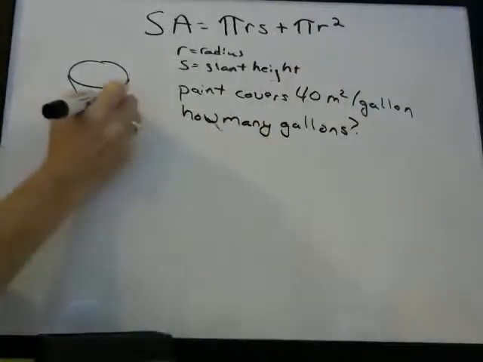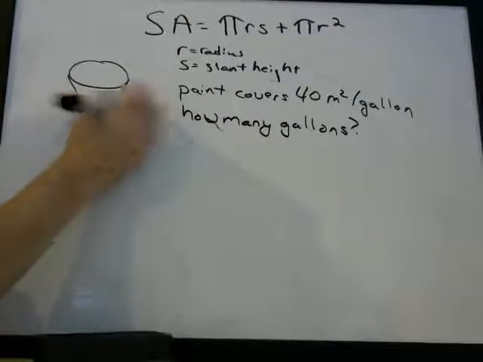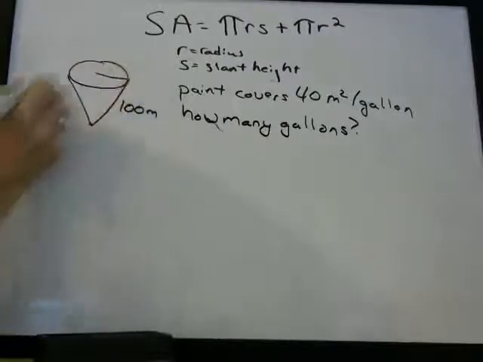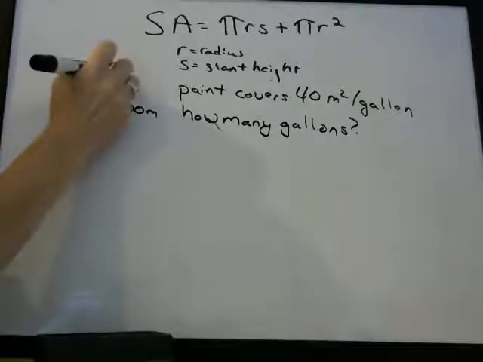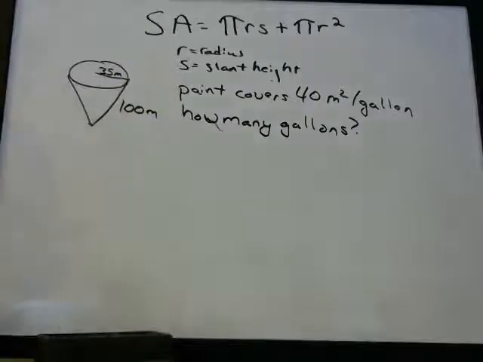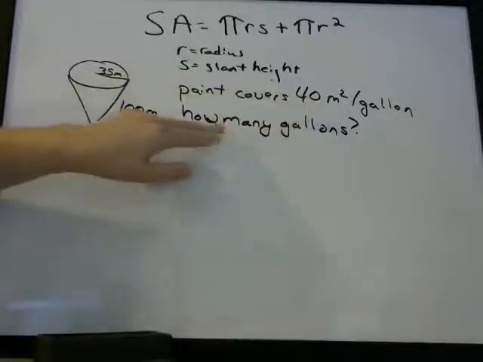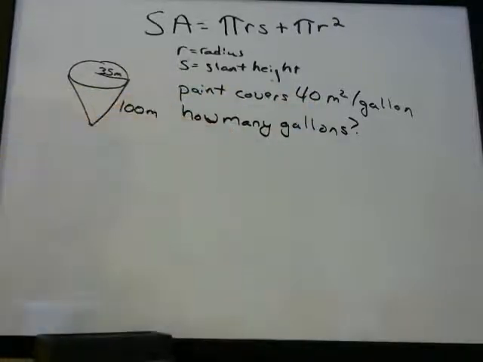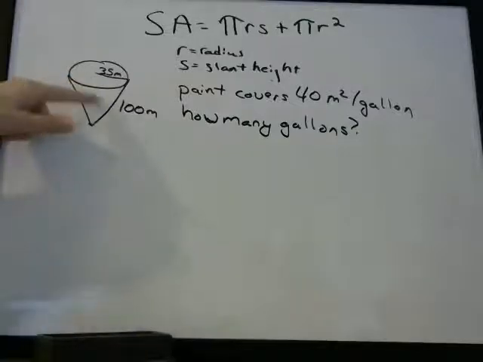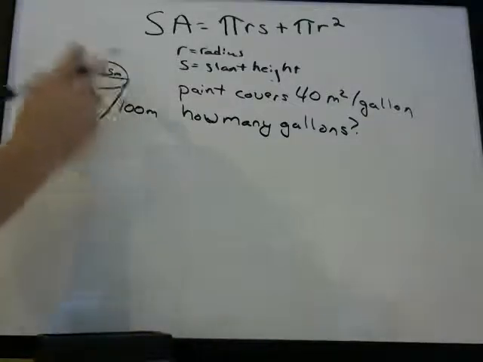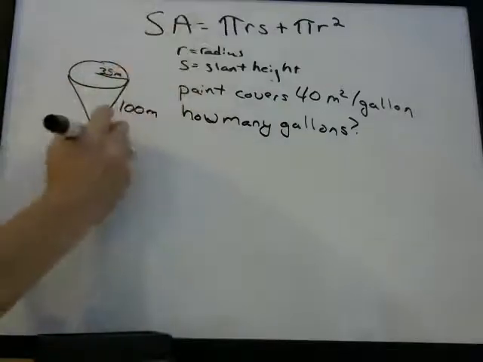And they're going to tell us that the slant height is 100 meters and that the radius is 35 meters. So you have this tank that you're going to paint. The slant height is 100 meters, the radius is 35 meters. Each gallon of paint will cover 40 meters squared. So how many gallons of paint do you need? Well, if you're going to paint something, that means the surface area. So we have our 2 numbers. We're just going to plug it in the formula.